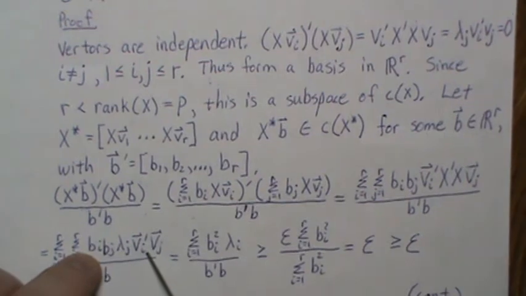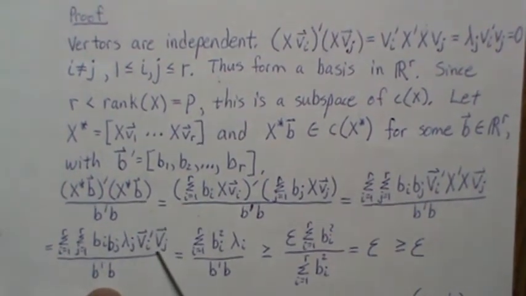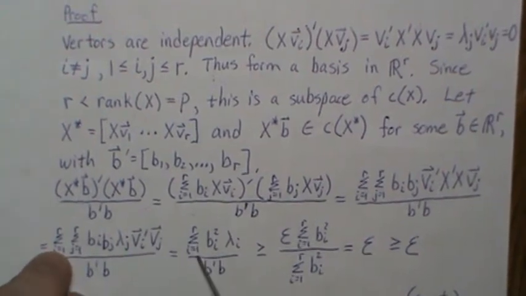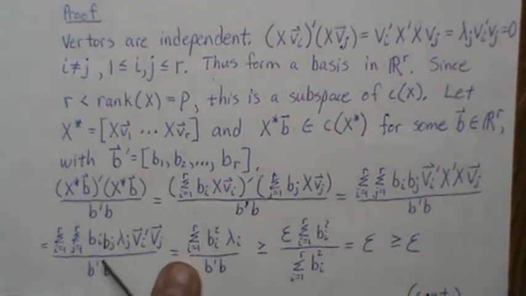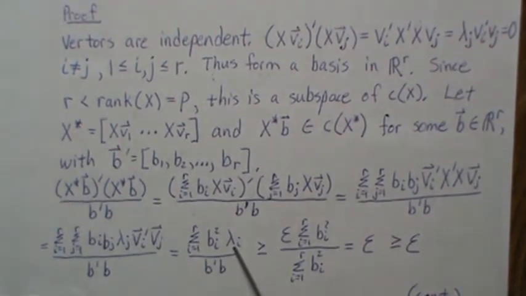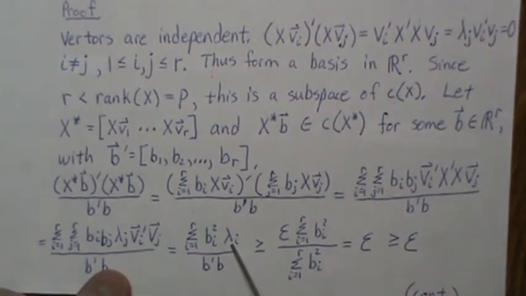Now this product is 0 when i and j are not equal. So when they're equal, it's 1. So this makes it a single sum, and i and j are equal, so that's b_i squared. Now we're assuming the lambda i's are all greater than or equal to epsilon.